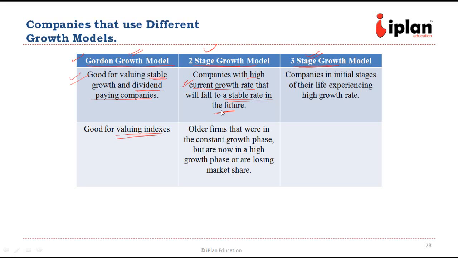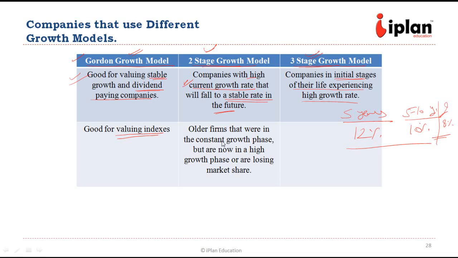And three-stage growth model will be useful where the company's initial stages will have high growth rates at different levels. Say for first 5 years, the company is going to have 12% growth rate. For next 5 years, or 5 to 10 years, it is going to have 10% growth rate. And after that, in long run, it is going to have say 8% growth rate. So this is three-stage growth model.